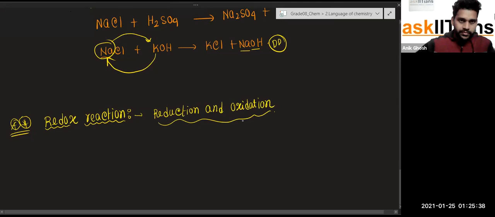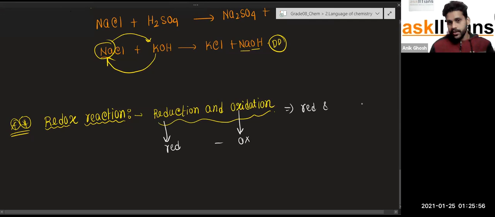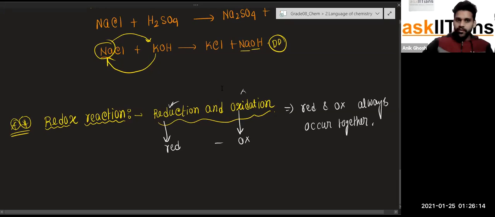We call it a redox reaction. So red from reduction and ox from oxidation, together they give you redox. Just remember one thing: red and ox always occur together. So you will not be able to see any reaction where only reduction is occurring, but there is no oxidation. You'll not be able to see these types of reactions ever in your life.